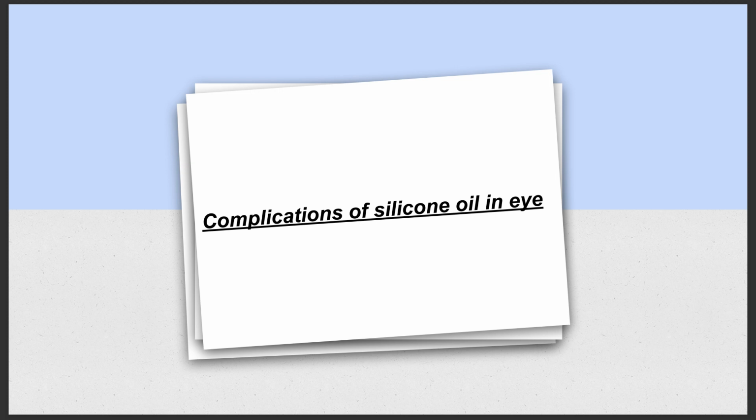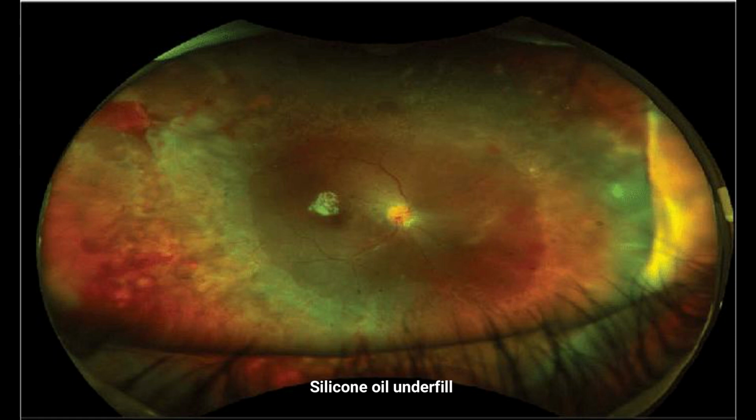Silicone oil underfill is a common mistake which provides inadequate internal tamponade and doesn't serve the purpose in retinal detachment, especially if there are inferior breaks. It can cause recurrent retinal detachments due to inadequate support. So adequate silicone oil filling is important in such cases.